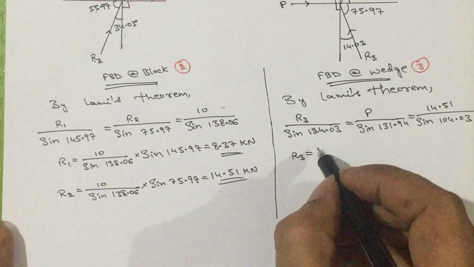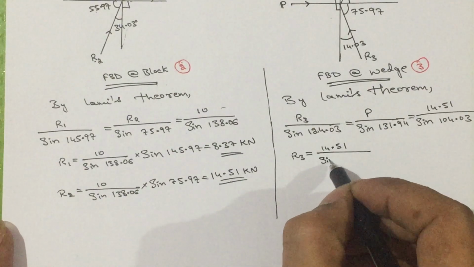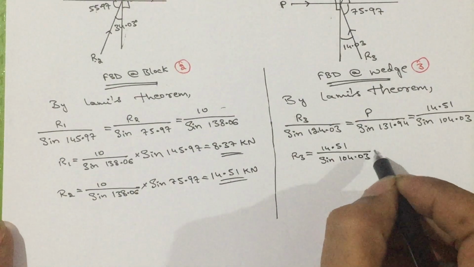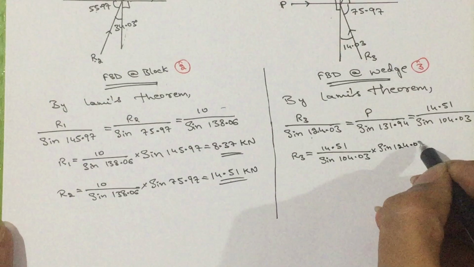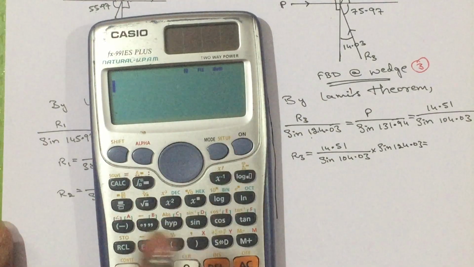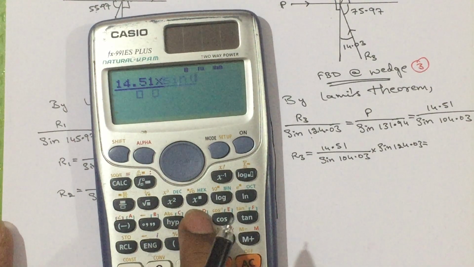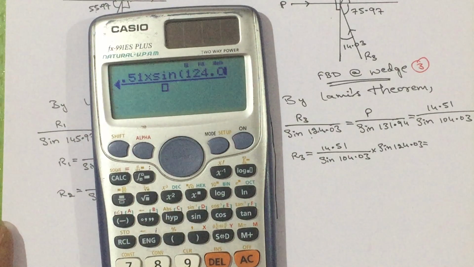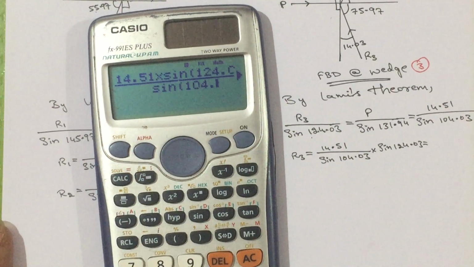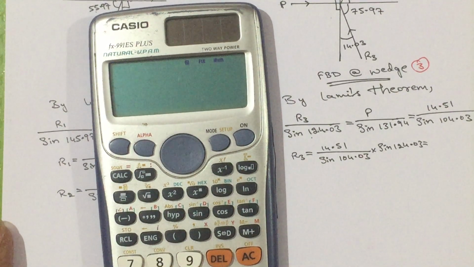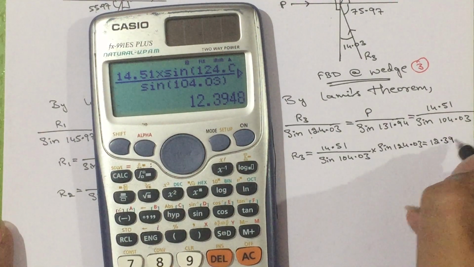Therefore, R3 is given by 14.51 divided by sine of 104.03 multiplied by sine of 124.03. You will get the value as 14.51 multiplied by sine of 124.03 divided by sine of 104.03. You will get it as 12.39 kilonewton.